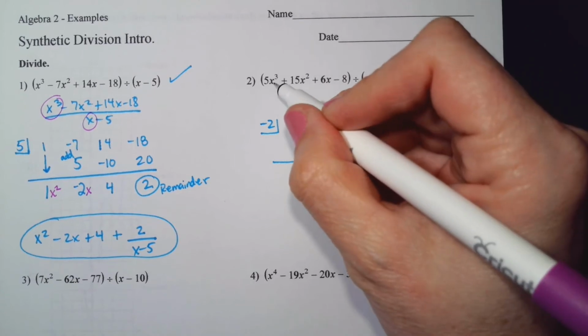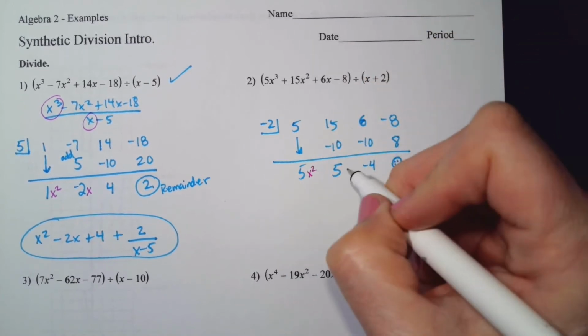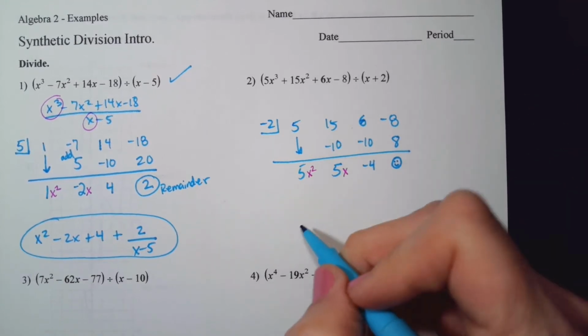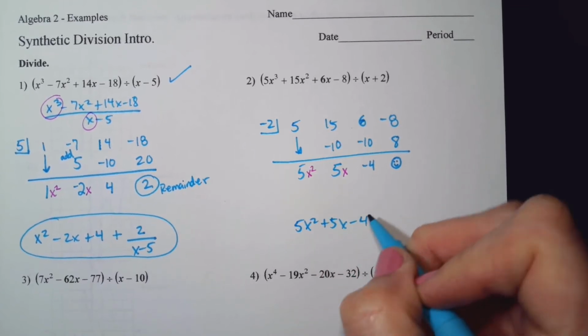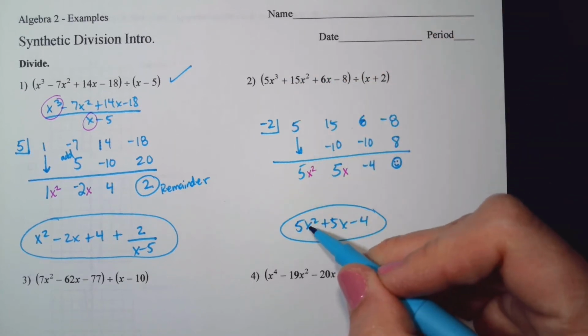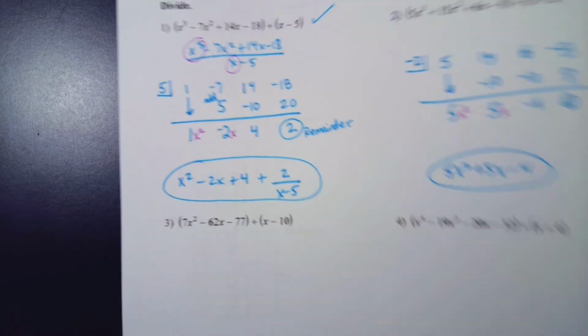So this highest power was x to the third, so I'm going to have x squared. Then x right here, and I have no remainder, so that's great. So I got 5x squared plus 5x minus 4. So if I started off with x to the third, my answer is going to have x squared. Same as over here.